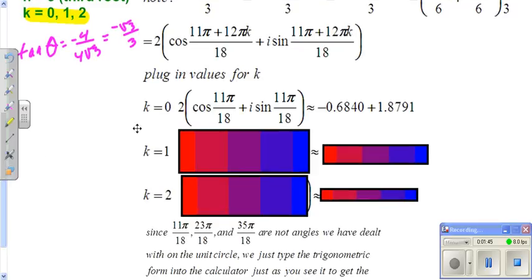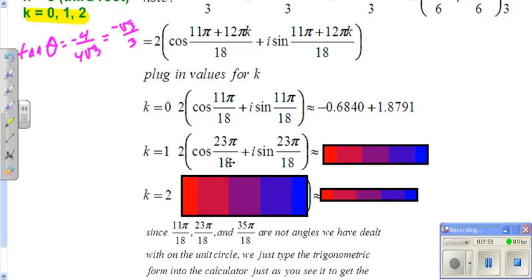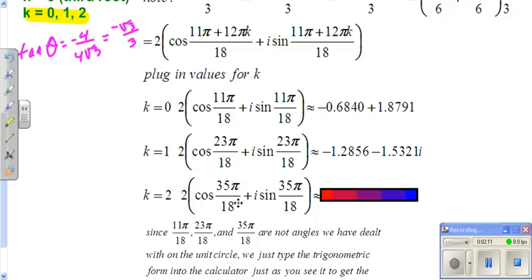So now we want to go ahead and plug in 1 to our formula. Well, we get a 12 pi plus an 11 pi. Well, that's a 23 pi over 18. Once again, your angle for your sine will be the exact same. Once again, it's not an angle you're supposed to have memorized, so you just type it into your calculator. And then we want to come back and plug in a 2. Well, 2 times 12 is 24 pi, plus your 11 pi is 35 pi over 18 for each one of your angles. So here are your 3 answers in trig form, and then over here are your 3 answers in rectangular form.